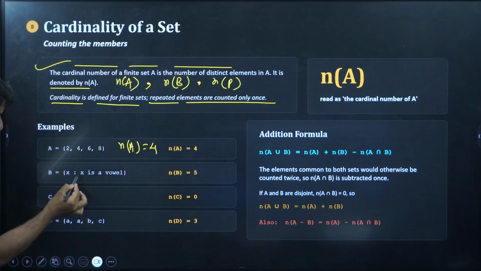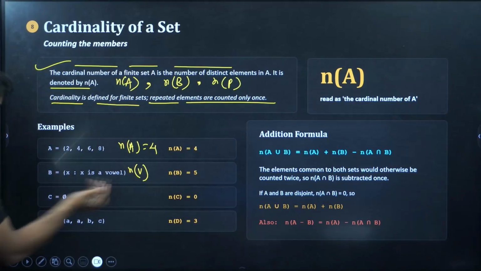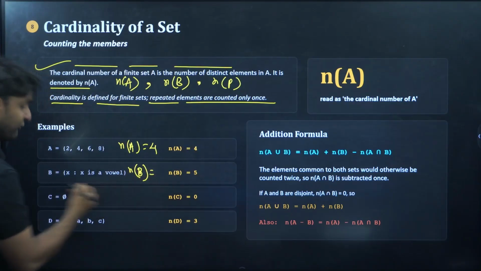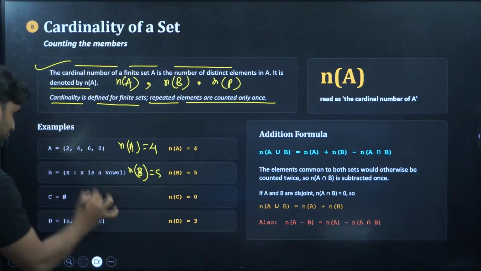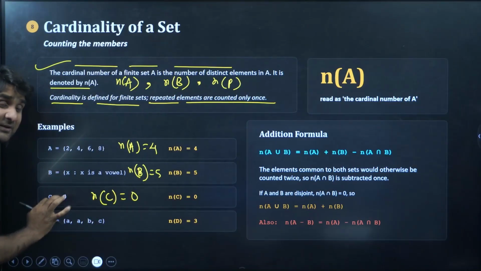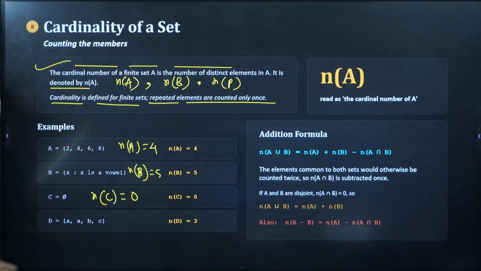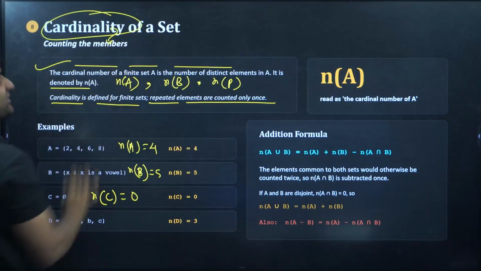B, X such that X is a vowel. So cardinal number, for example, vowel. This is B, so let's write B here. And vowel means 5 alphabets are there, 5. C is equal to the empty set, so the cardinal number of C will be 0. An empty set means the number of elements will be 0. Cardinal means number, counting the numbers, guys.